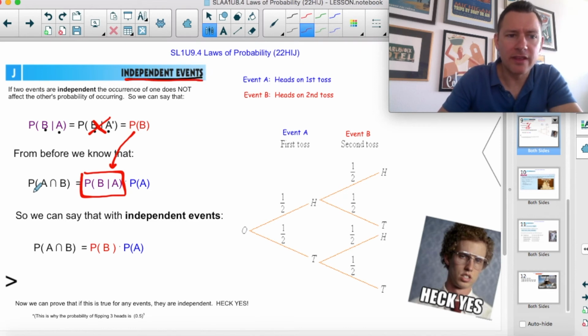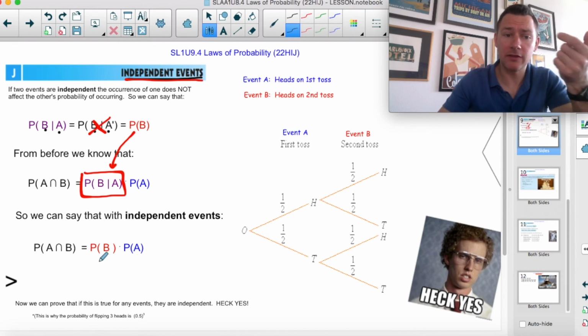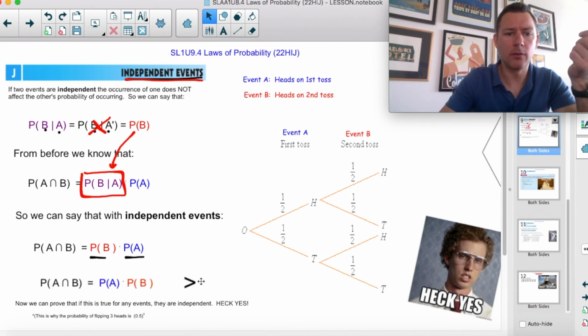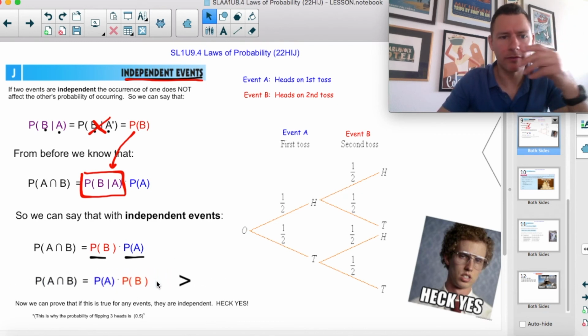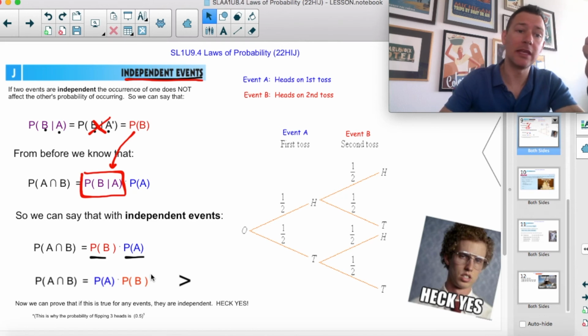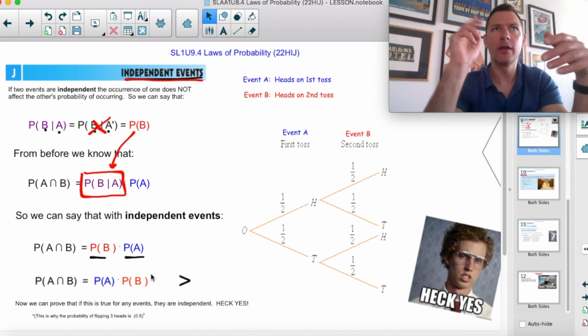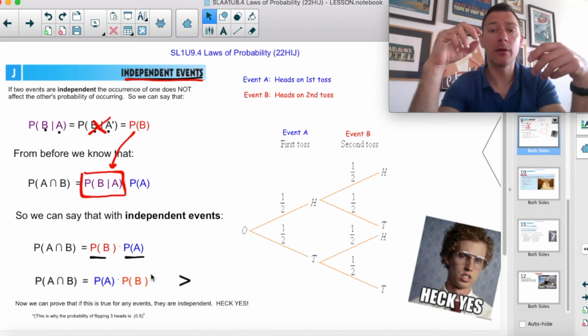And therefore we can say that if it's an independent event, it follows this rule. If it's an independent event, the probability of both happening is just the probability of one times the probability of the other. Or flip that around, right? It doesn't really matter. And that's a way for us to verify if something is an independent event or not. Independent just means that one outcome doesn't change the next.